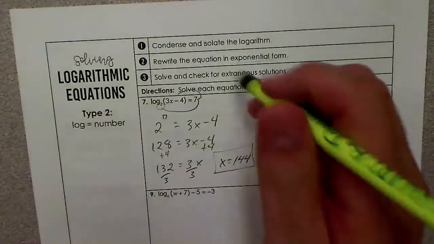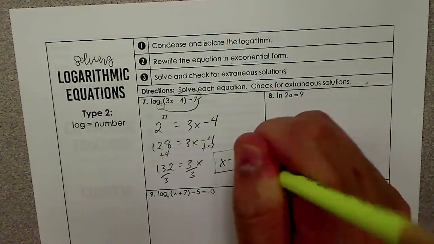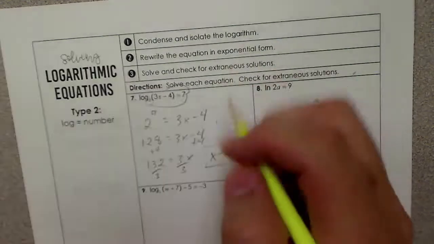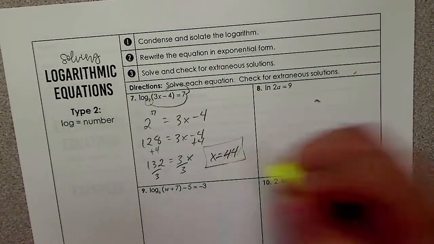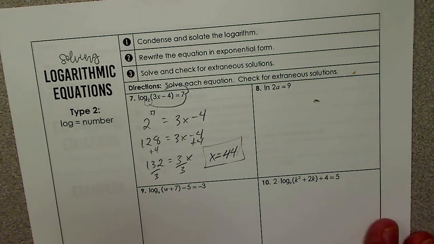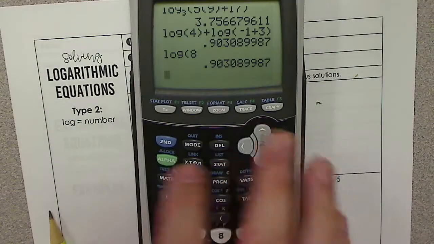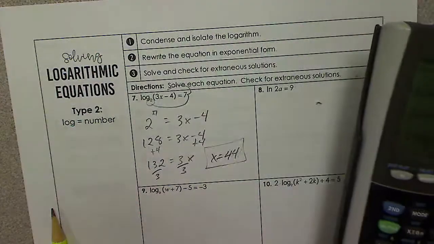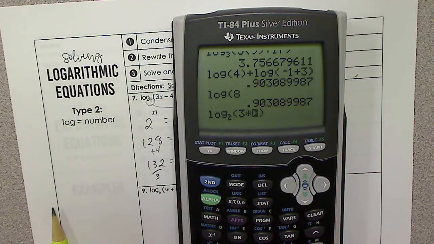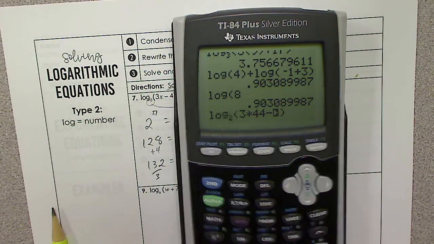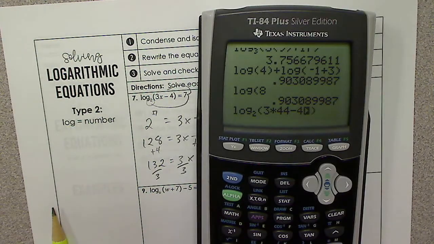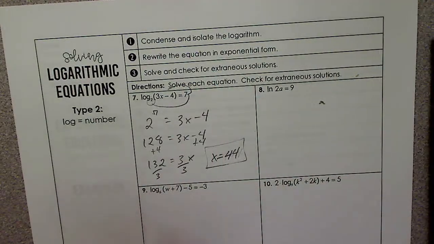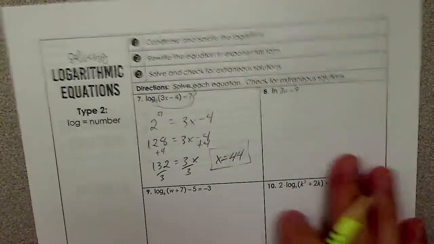Oh, this is not 144. Sorry. 132 divided by 3 is 44, not 144. I don't know where I wrote 44. Okay, just like that. So again, you can check it. So log base 2 of, what is that, 3 times 44 minus 4. And it gives me 7. It works out. Good answer. Okay.